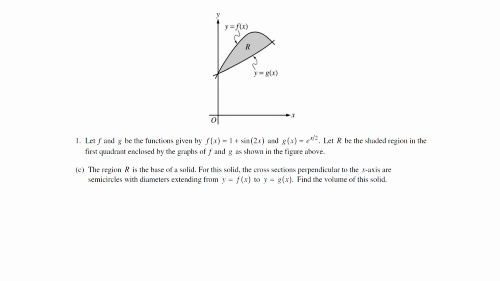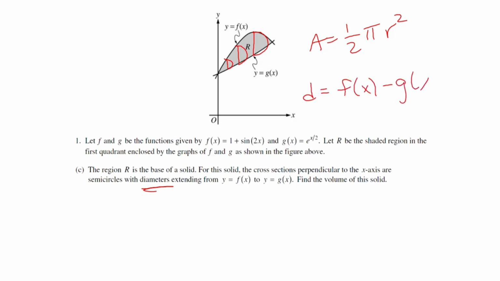In part C, we now have a volume by cross sections problem. So it says the cross sections perpendicular to the x-axis are semicircles with diameters extending across the region. So we have semicircles protruding out of the screen towards you here. And we know that the area of a semicircle is always going to be 1/2 of pi times the radius squared. And it tells us that the diameter is what's extending across the region. So that's the diameter equal to f of x minus g of x, the upper function minus the lower function, which means our radius is going to be 1/2 of f of x minus g of x.